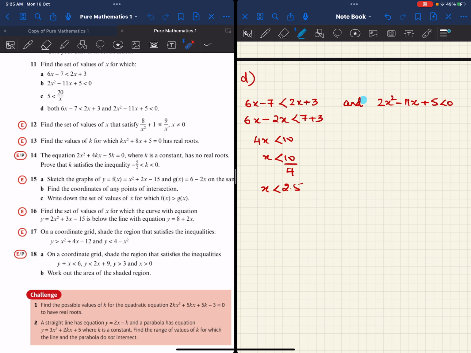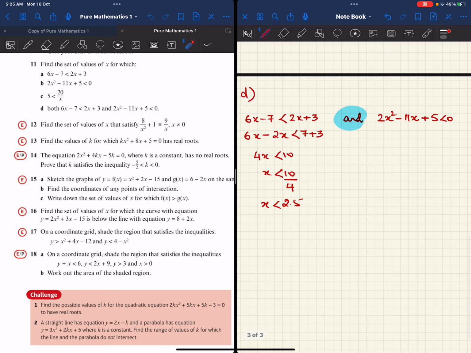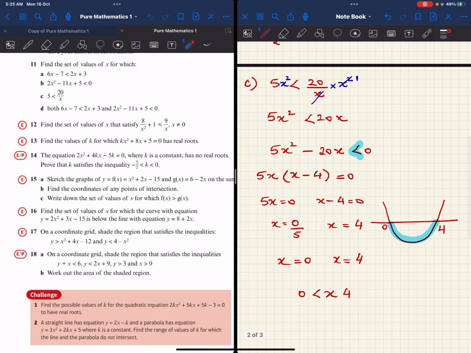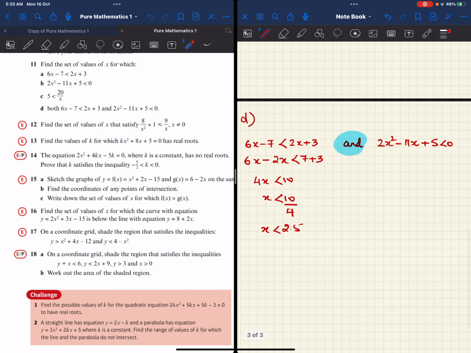Now, the word and has a special significance, which means our answer has to be the common region between the answer to this and the answer to this. So let's first find the answer to the second inequality. So it's 2x squared minus 11x plus 5 is less than 0. We'll solve it here. So the product is equal to 10, sum is equal to negative 11. So the numbers are negative 10 and negative 1.